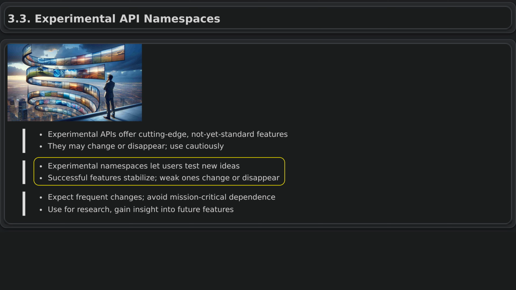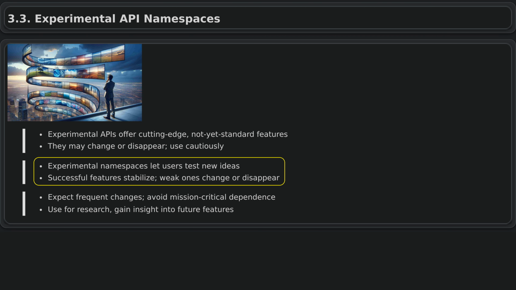Experimental namespaces in TensorFlow are like a testing ground for new features that are not yet fully supported. For example, a team might try an experimental distribution strategy to scale medical imaging models across multiple GPUs and then share their results with the TensorFlow community. If these features prove useful and reliable, they may become stable, fully supported APIs. If not, they can be revised or removed.